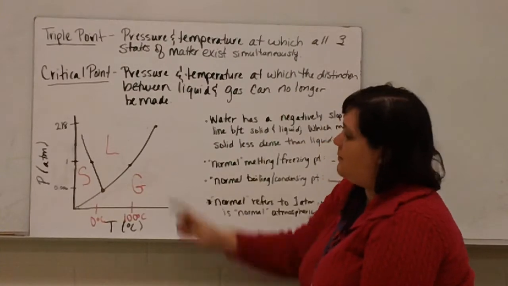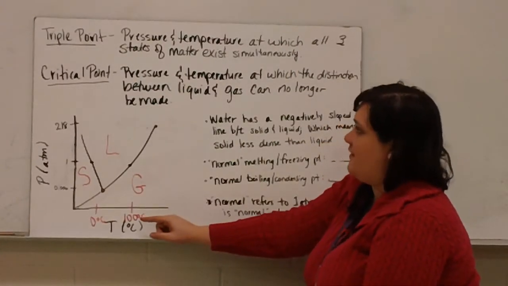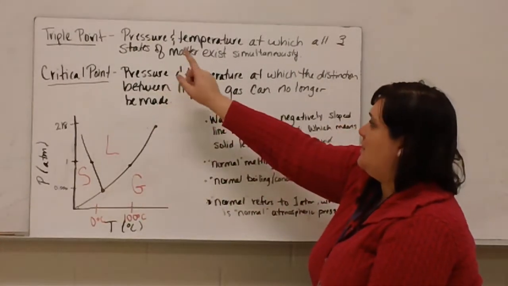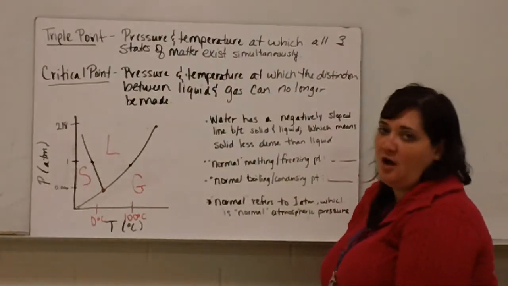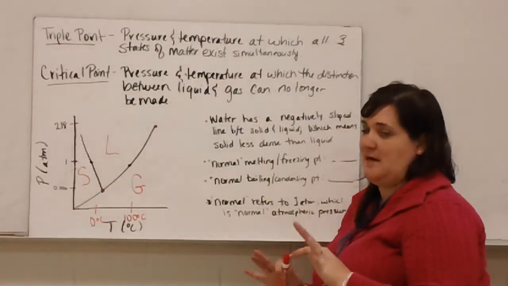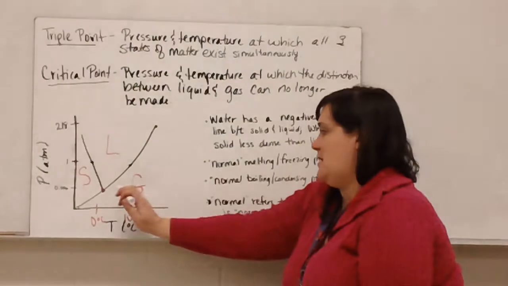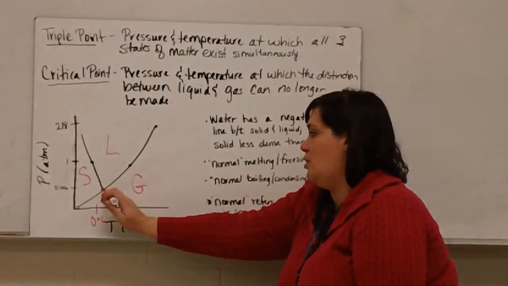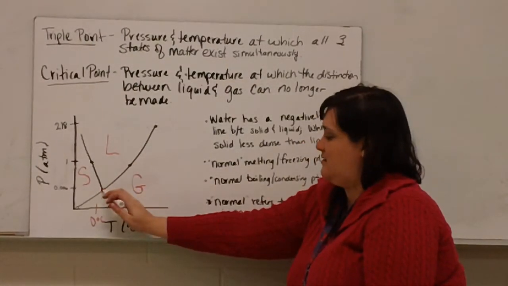Now we need to know some points on these graphs. So one of them is a triple point, the pressure and temperature at which all three states of matter exist simultaneously. And so that occurs right here in the middle where all three states of matter intersect. So that's called the triple point.